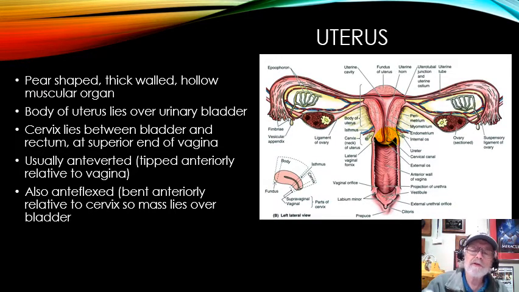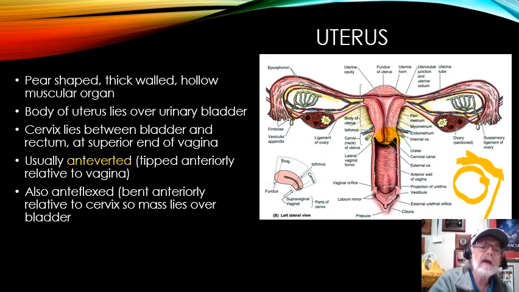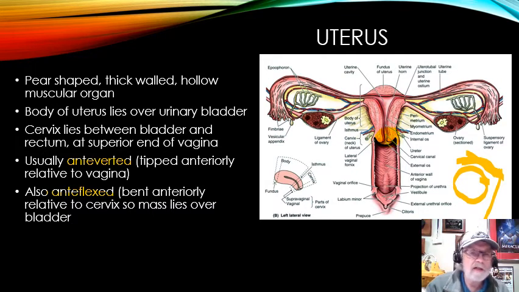Usually, like we showed before, the uterus is what's called anteverted. If the vagina comes this way, the uterus is sort of like this because the bladder sits right here. We also know the uterus is anteflexed. So instead of being straight, it flexes around the top of the uterus this way. So it's both anteverted as well as anteflexed, tipped forward as well as bent forward. As a result, it sits right on top of the bladder.